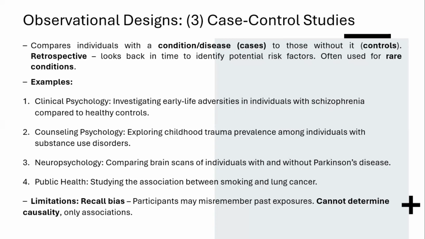Yes. Okay. Of course, it also has its own limitations. If you're doing retrospective case control, you need participants to remember their past, and some people cannot always remember their past. So there can be recall bias. Also, you can't use it to determine causality. You can't say that what happened in the person's early childhood or adolescent years is what causes schizophrenia. You can only draw association and not causal inferences. So that's case control. Any question on case control?